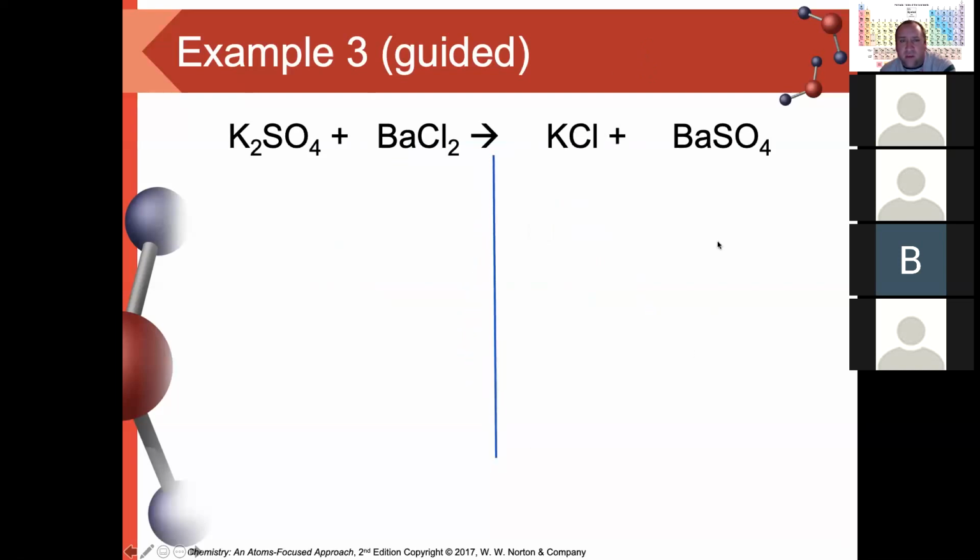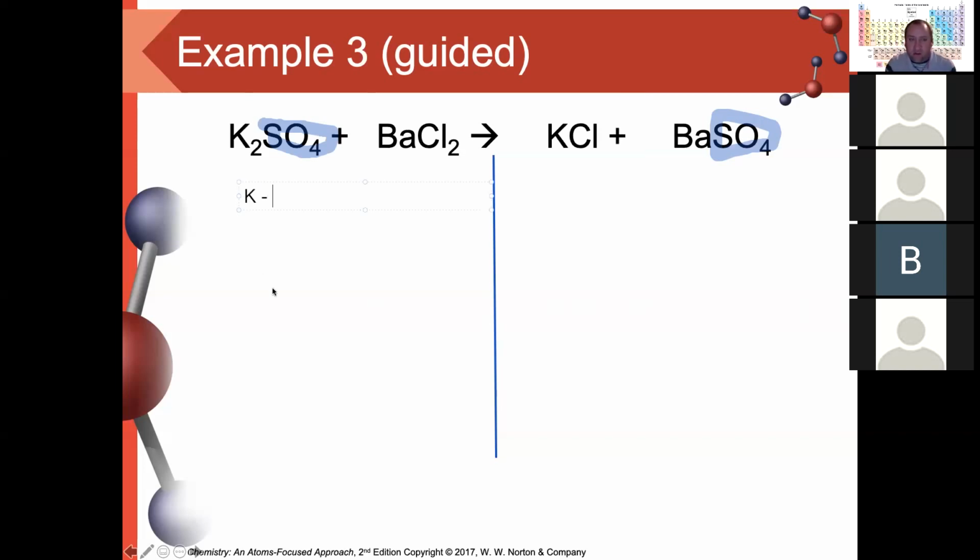Okay, I've got another example here. I've got potassium sulfate reacting with barium chloride to make potassium chloride and barium sulfate. Now, here is an example of the other type of trick I was talking to you about. In this example, I can see I've got sulfate, SO4, present on both sides of this equation. So instead of tracking sulfur and oxygen individually, which in many cases, not in this one, but in many cases could get a little bit sticky, I'm going to evaluate it all together.